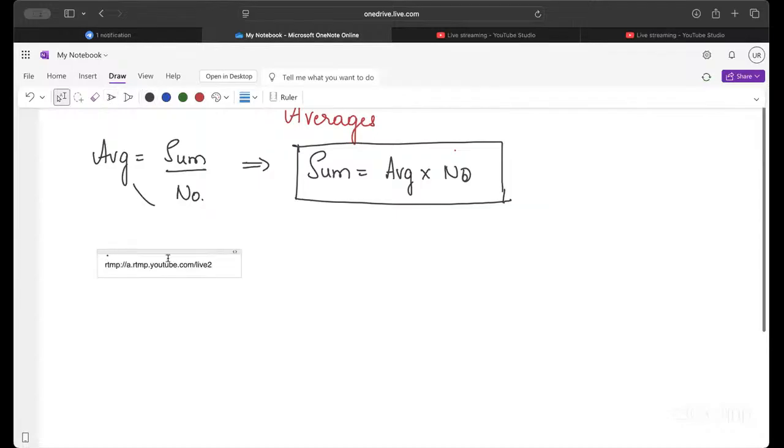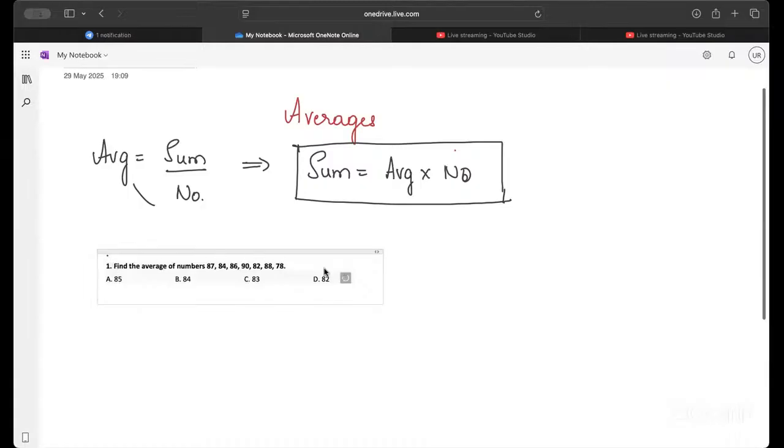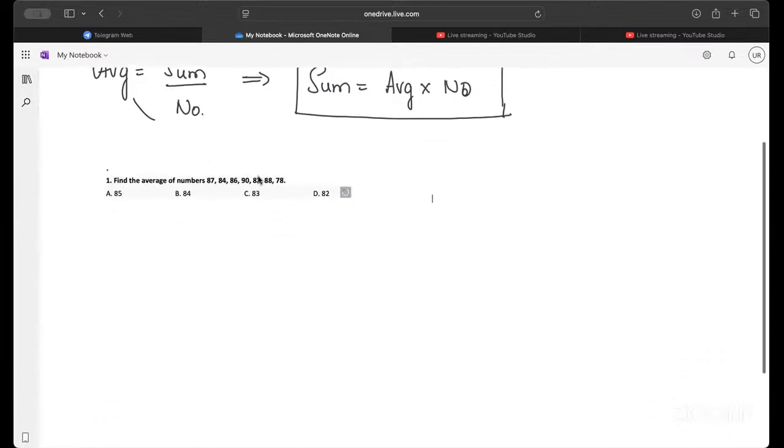Very simple problem. Find the average of numbers. Give me the answer for this. Find the average of numbers 87, 84, 86, 90, 82, 88, and 78.